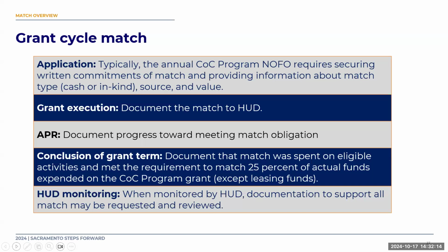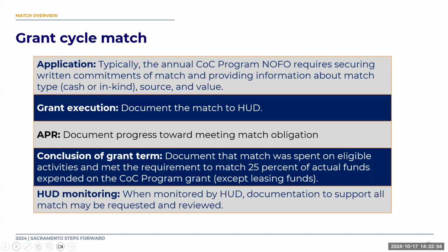If you have a renewal project, they have a right to ask you for it at grant execution, but they don't have to. That doesn't mean you don't have to have it. So don't wait for HUD to ask you at grant execution. Just have that as part of your project file so you can reference it.